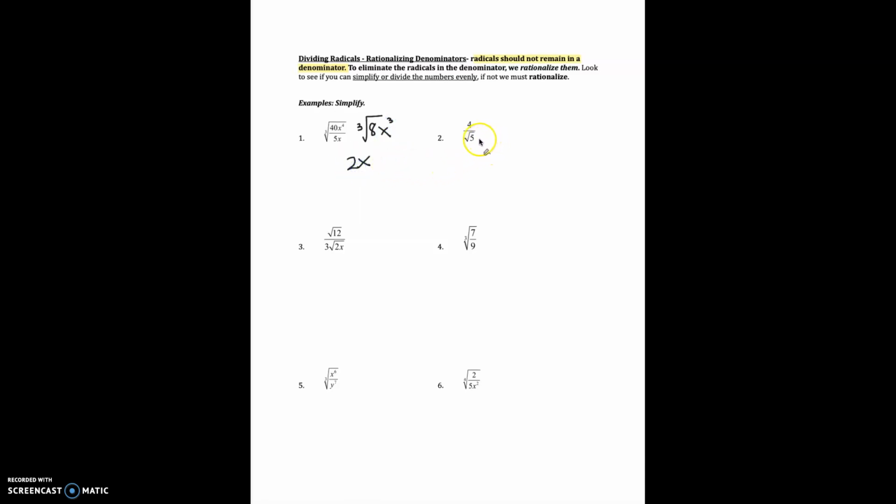Number 2, we have root 5 in the denominator, so we have to multiply by root 5. Because then we'll have 5 squared as our radicand. So what is root 5 times root 5? Just 5. And then the numerator is 4 root 5.